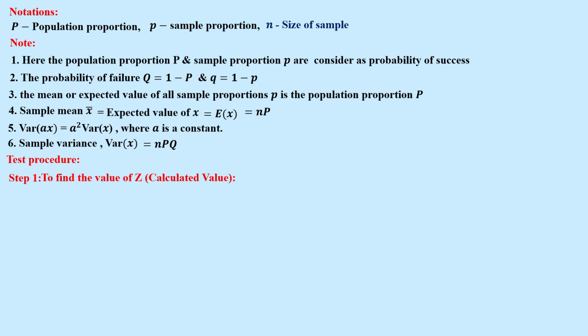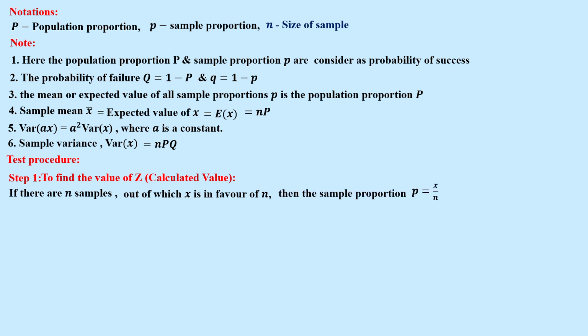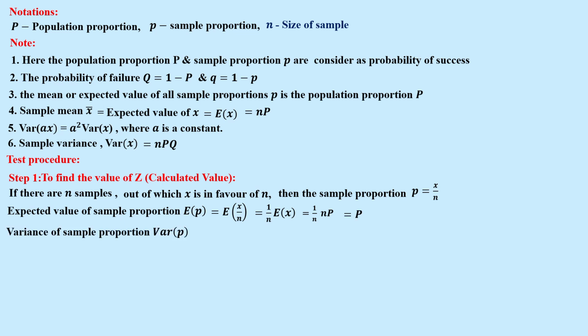Test procedure. The first step is to find the calculated value of z. If there are n samples out of which x are in favor, that is the probability of success, then the sample proportion p is equal to x by n. The expected value of the sample proportion, E of p, is equal to the expected value of x by n, that is 1 by n times the expected value of x, 1 by n into np, which is equal to P. The variance of the sample proportion, variance of p, is equal to the variance of x by n, 1 by n squared times the variance of x, 1 by n squared into npq, that is PQ by n.